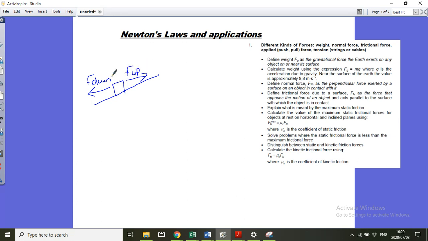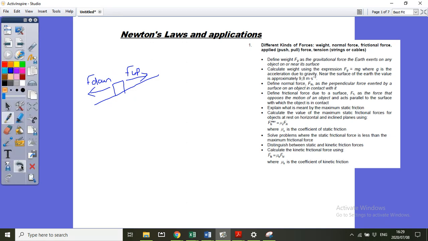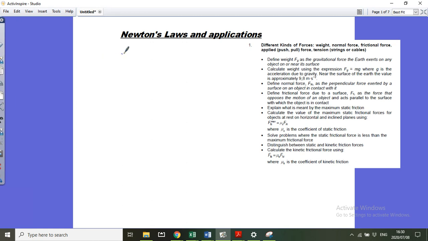So you will have to look out for those words in the question, just before it moves or as it starts to move. Then you know that the downward force and the upward force are equal. Okay, but now more importantly for this chapter is that you have to work out the frictional force, and you have the equation on your information sheet: mu times the normal force.